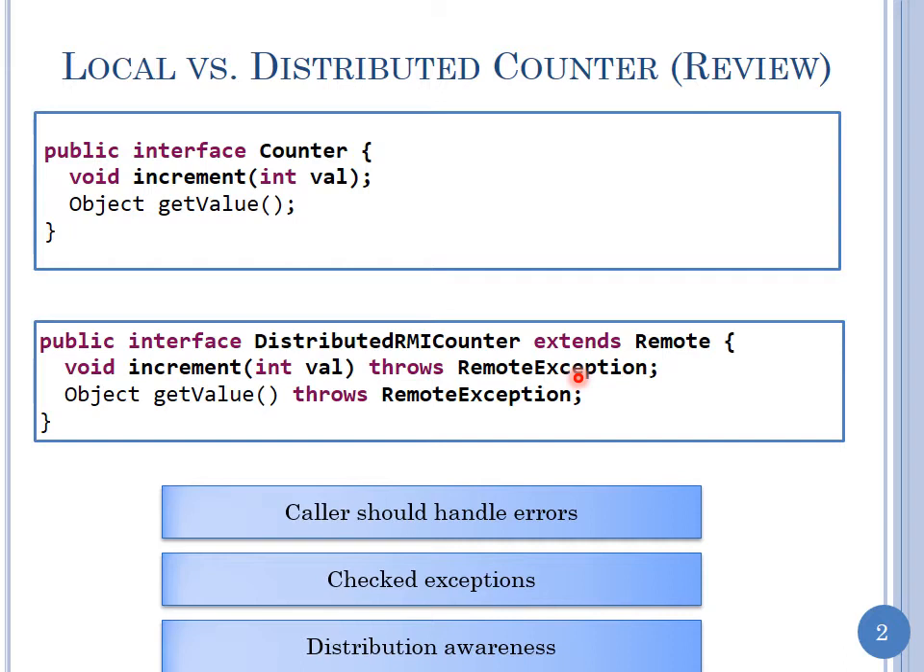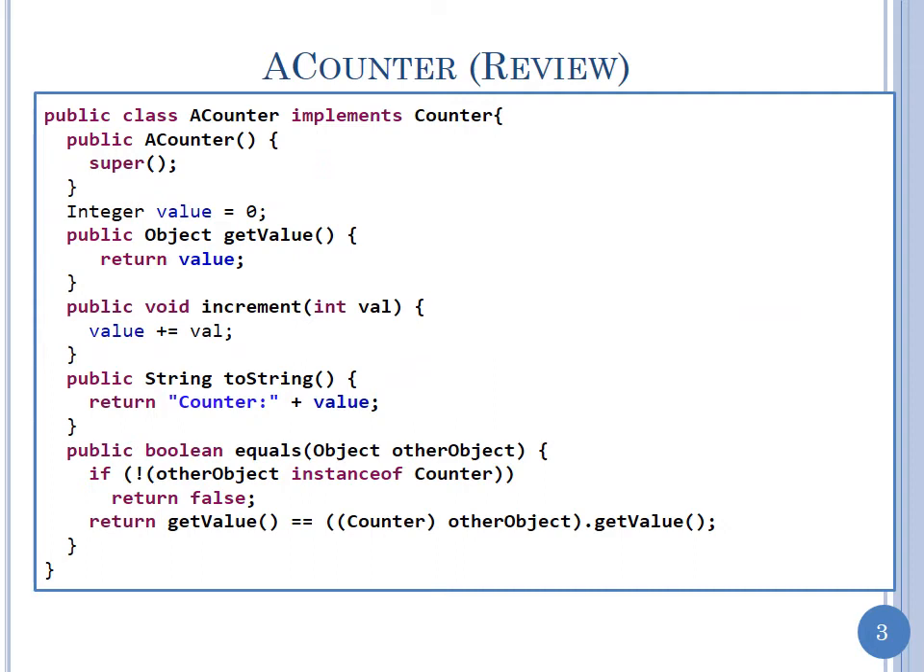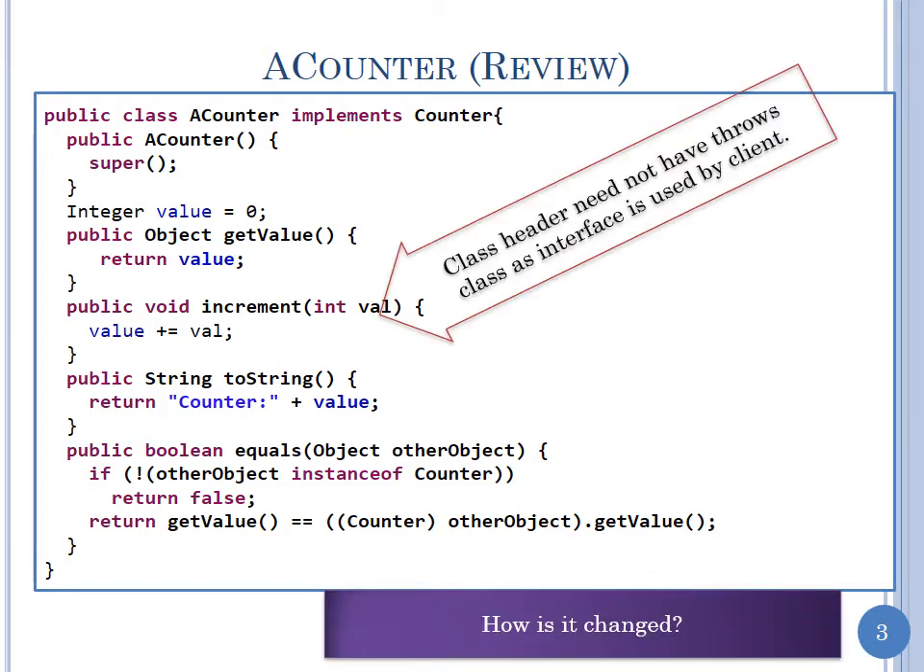Okay, so this is the proxy interface. Remember, from the same object with RMIC, you would create another class, if you will, that's a proxy based on this class. This is the interface of the class. It's just a counter interface. I want to make it distributed. So the class header need not have a throws clause, as interfaces are used by the client.